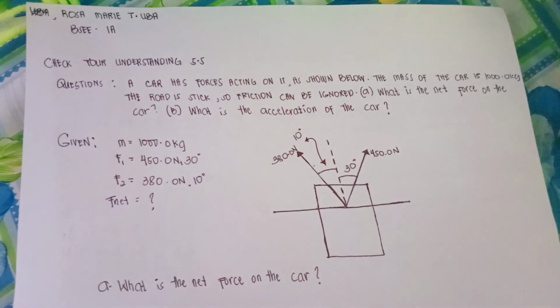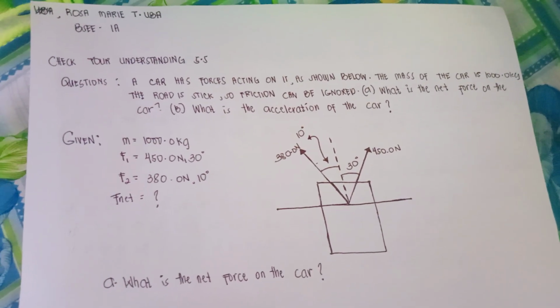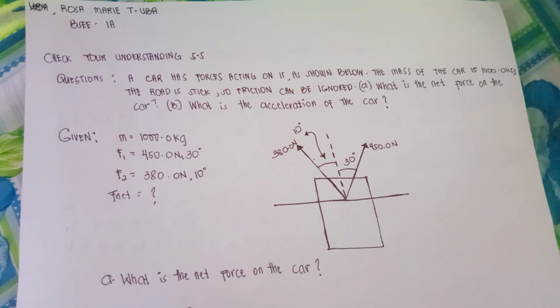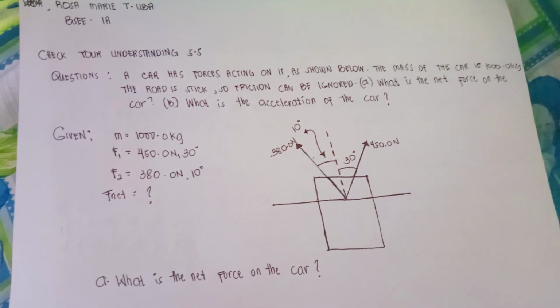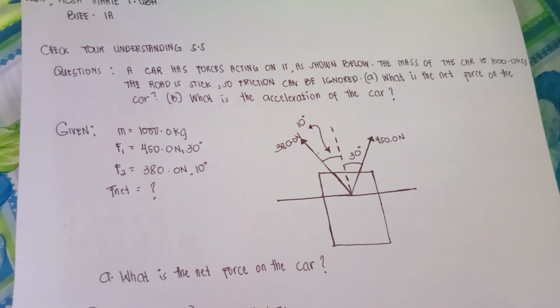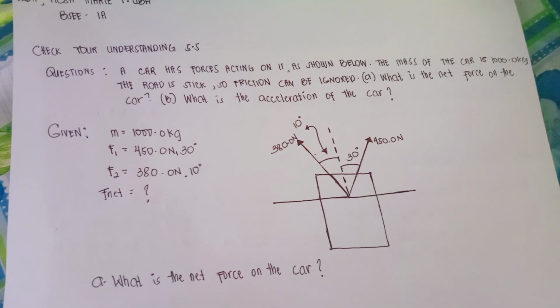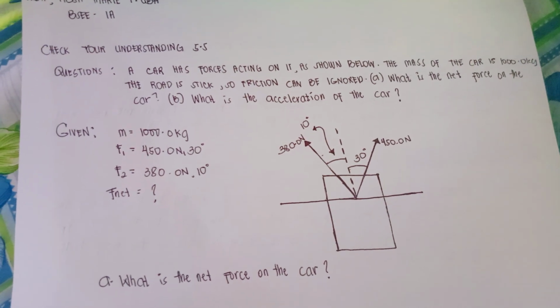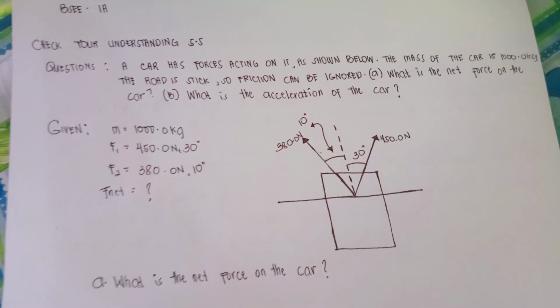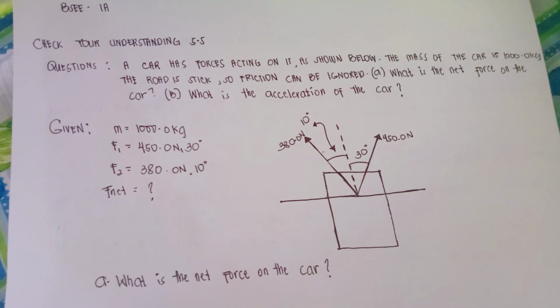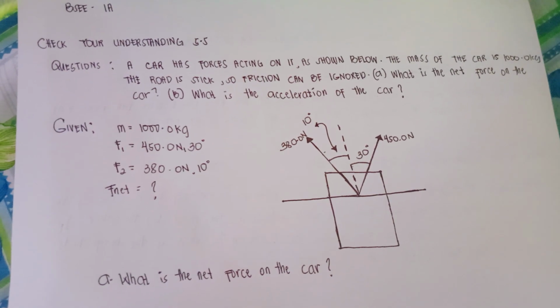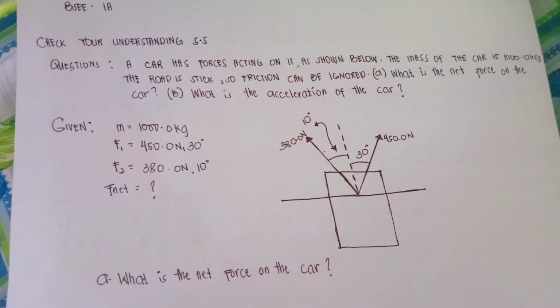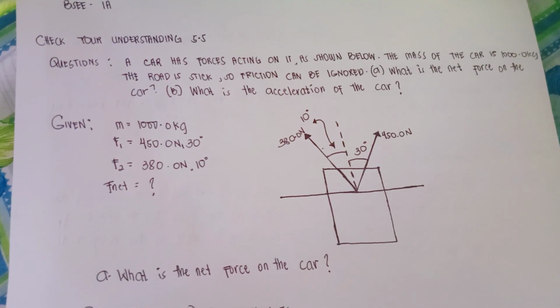Next, problem set number 3. Check Your Understanding 5.2. The question is: a car has forces acting on it, as shown below. The mass of the car is 1,000.0 kg. The road is icy, so the friction can be ignored. For letter A, what is the net force on the car? And for letter B, what is the acceleration of the car?